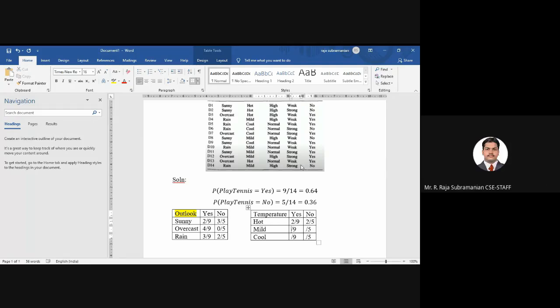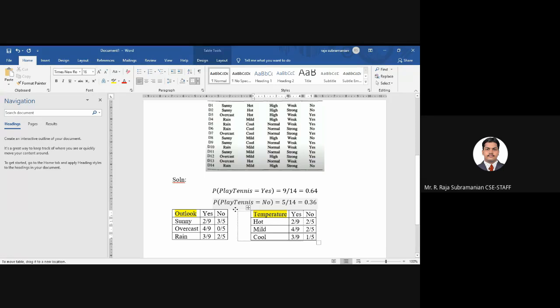Yes. Right. Similarly, mild. Mild is equal to yes, so 4 by 9 here. And mild equal no, I think 2. Yes, 2 by 5. Right? I am making it clear: 4 and 2. And finally, cool. Cool is equal to yes, 3 by 9. And here I can find only 1, 1 by 5. Right? So this is with respect to temperature. Great. So we have the temperature also ready.